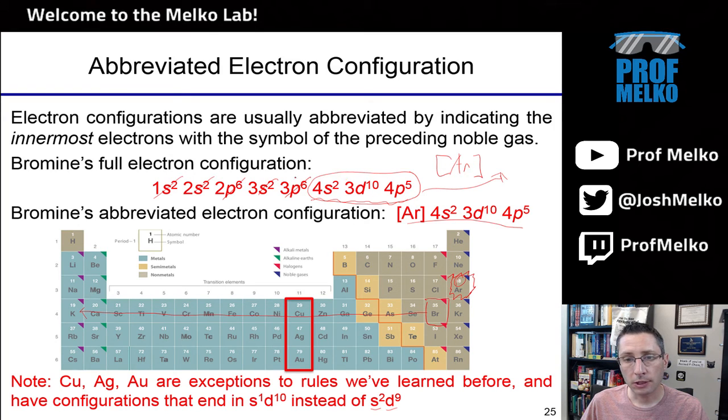Usually we just order these things, adding the electrons in sequential order to higher and higher sublevels. If you did that, you would get s2d9 for these three elements. In actuality, it's s1d10. So those are the three exceptions you need to keep in mind when writing electron configurations, either full or abbreviated. If it's for these three elements, just remember that.